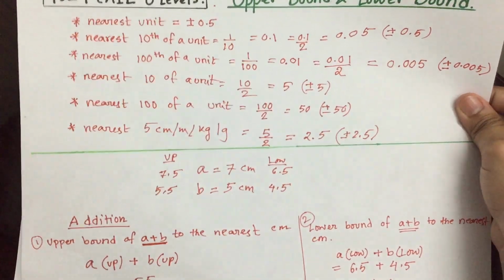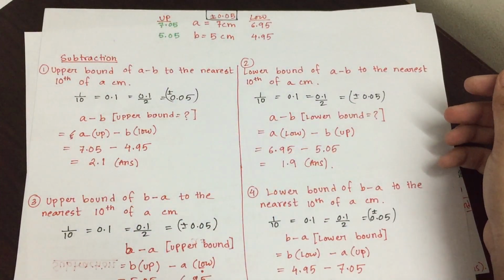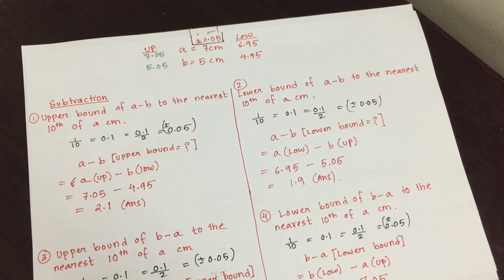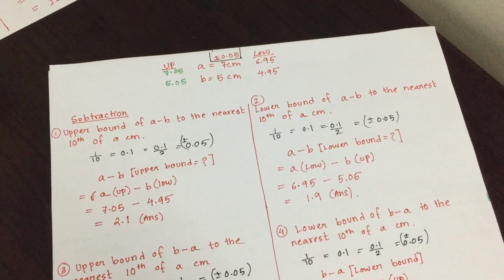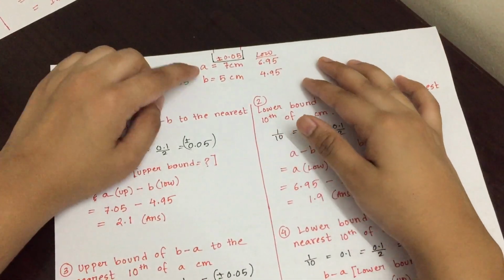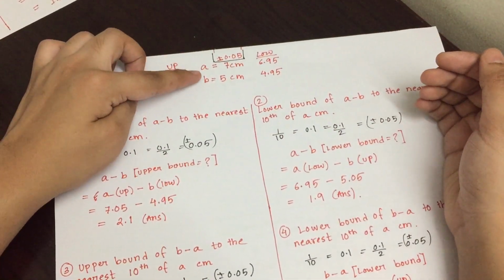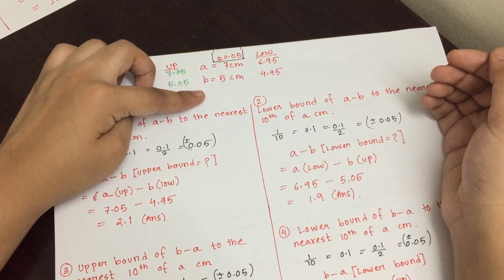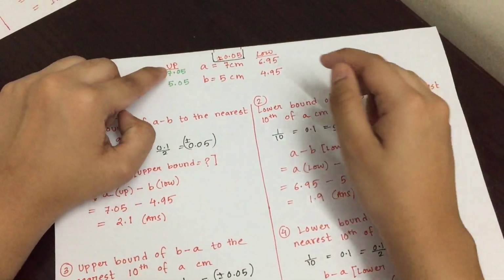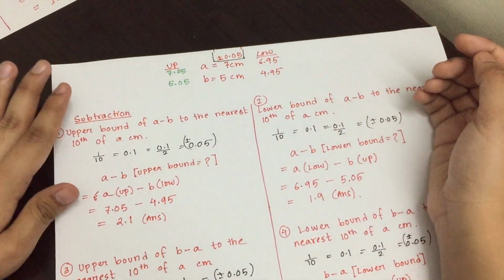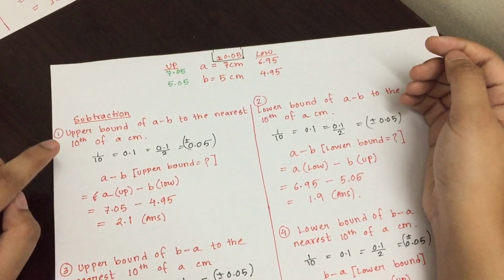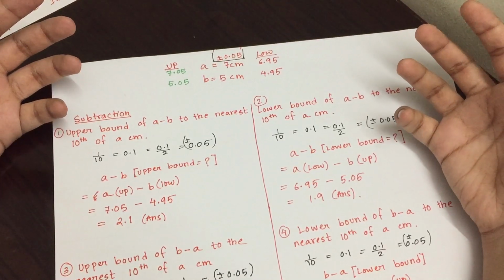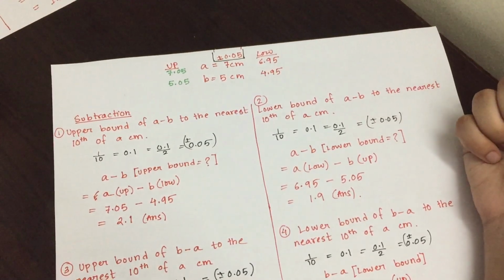Now let's move on to subtraction. Again, as you can see, I have written two numbers here. A represents 7 centimeter and B represents 5 centimeter. And now I have written 4 questions depending on subtraction, because subtraction can be a bit tricky, but again, we will know how to use it.